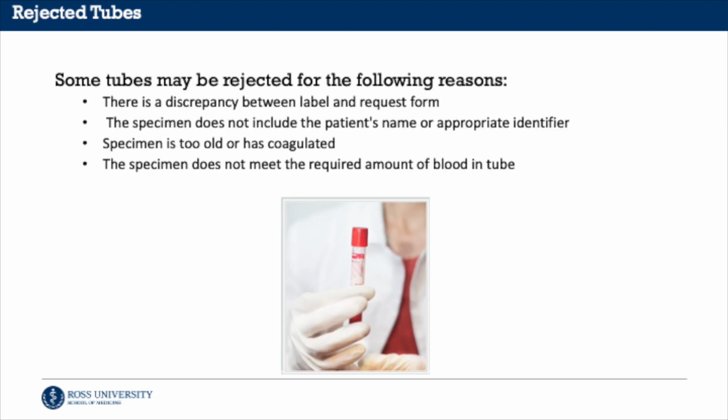Now, there may be some cases where the tubes that were sent in are rejected. Some tubes may be rejected for the following reasons. There could be a discrepancy between the label and the request form. The specimen itself might not include the patient's name or appropriate identifiers. The specimen could potentially be too old or have coagulated. The specimen does not meet the required amount of blood within the tube.